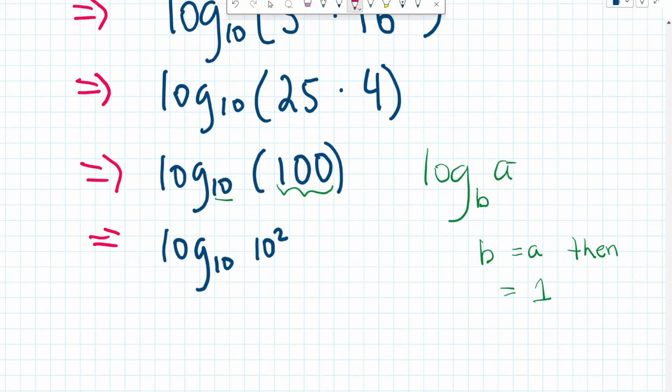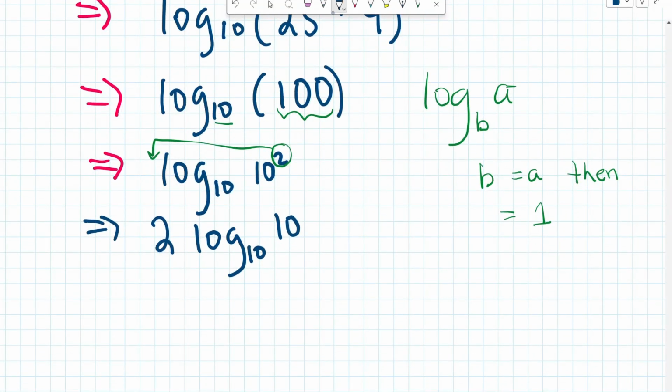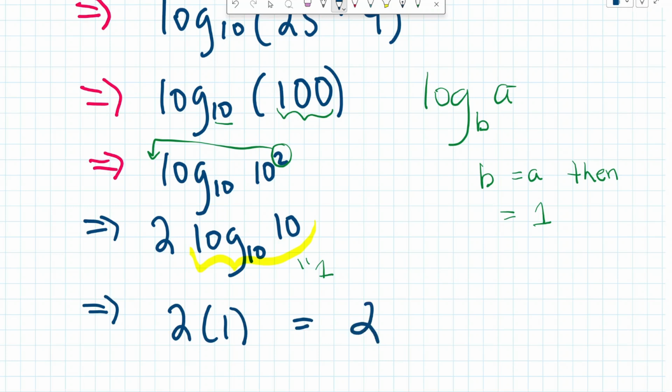Then we can apply our other handy log rule, which tells us that we can take whatever's in the exponent and put it back into the coefficient. So now we end up with 2 log base 10 of 10. Following our rule on the side, if our base equals our argument, then that whole term equals 1. That's amazing. So this whole term simplifies to 1. That means our final answer equals 2 times 1, which just equals 2.